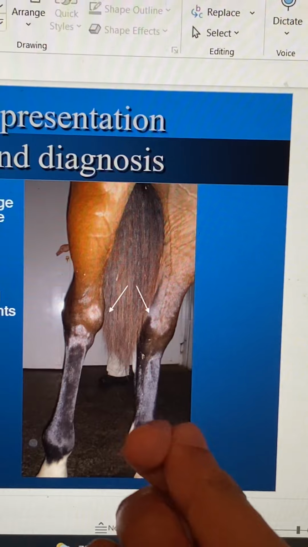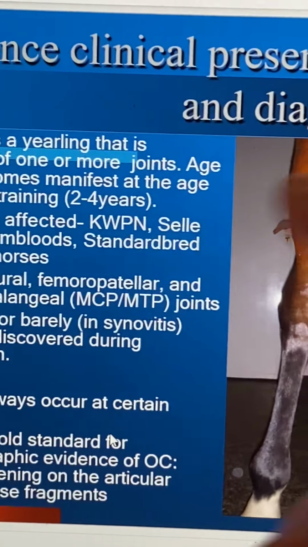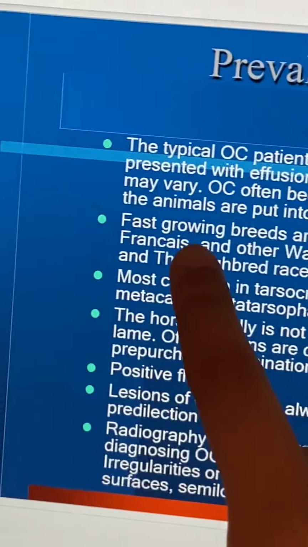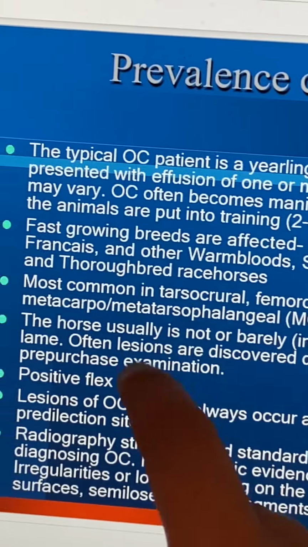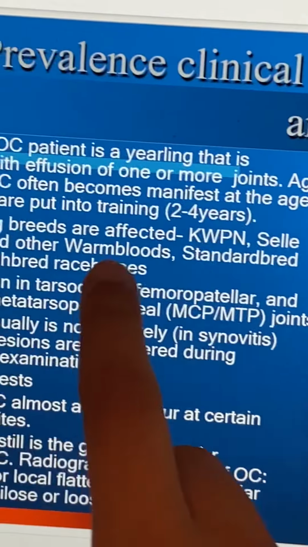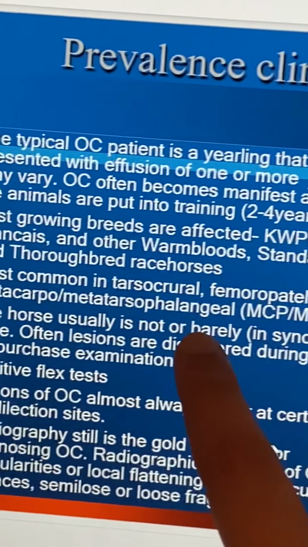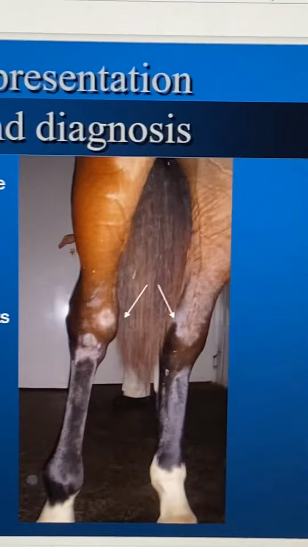And it's also in fast-growing breeds, and they've written them here, so I'll show them to you so you recognize them. It says KWPN, don't know what that is. Selle Français, other warmbloods, standardbred, thoroughbred, racehorses. This usually occurs in the tarsocrural, femoropatellar, metacarpo- and metatarsophalangeal joints, so just remember these.